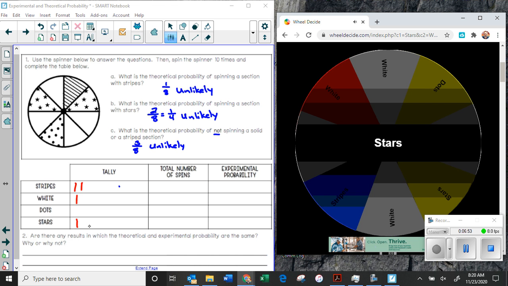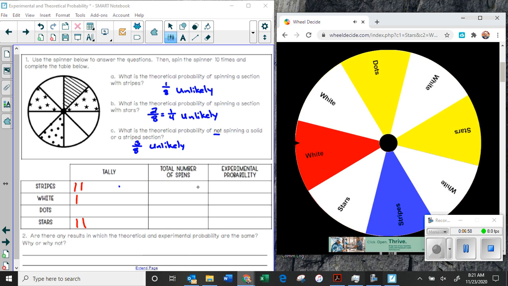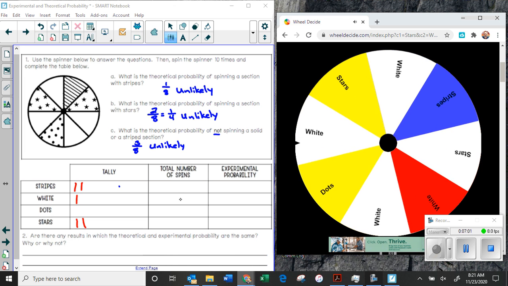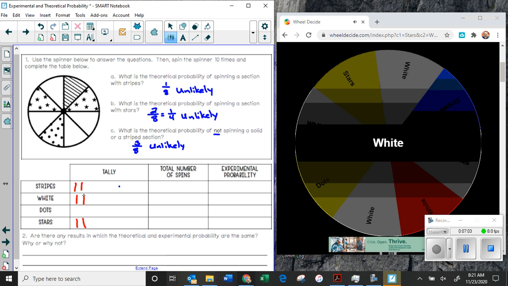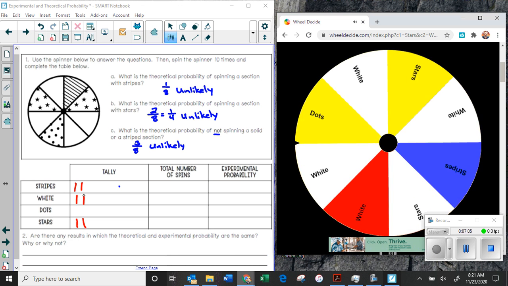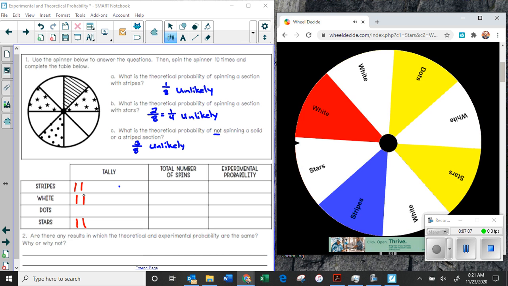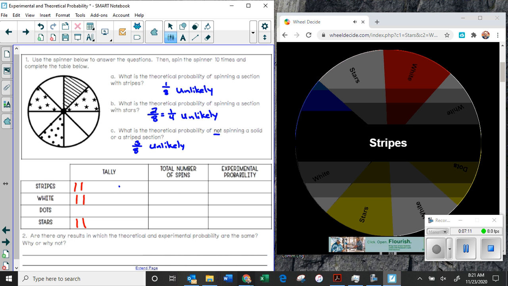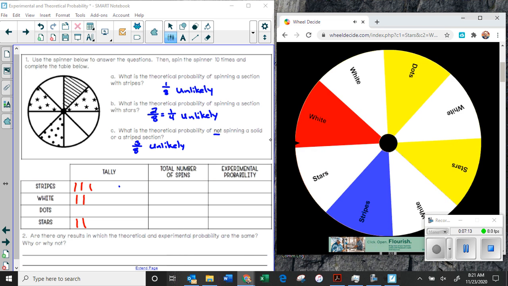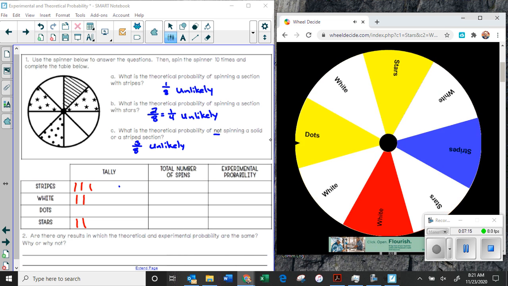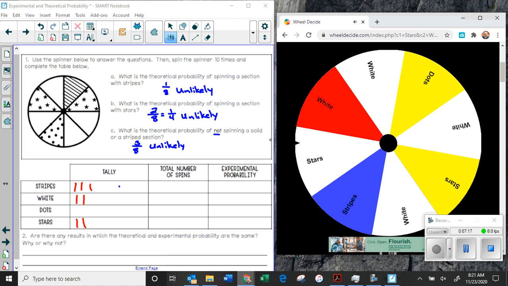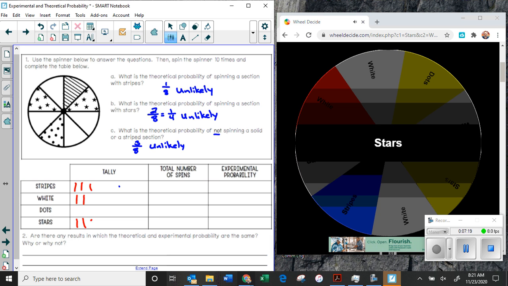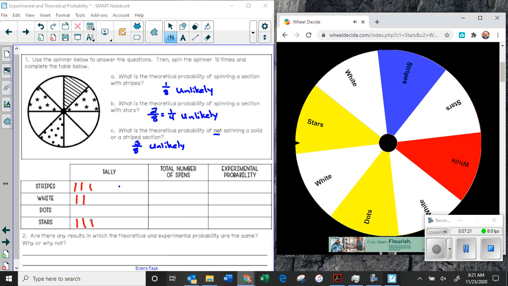I get stars. All right, so on it 5 times. Here's number 6. And we get white again. How about dots? Can we get dots? Stripes. We're at 7 times. And stars. I guess the spinner doesn't like the dots.